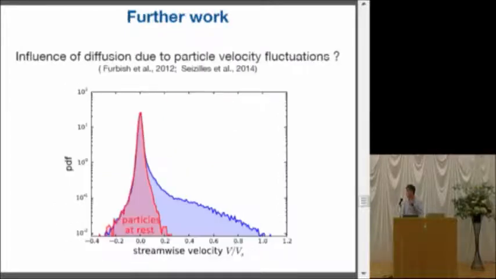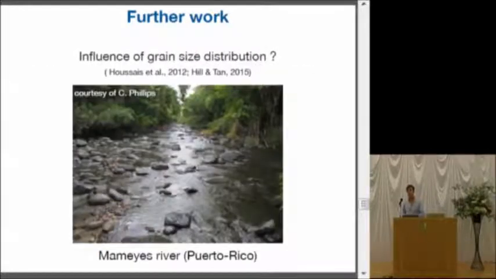Now, of course, this is a work in progress, so much remains to be done. In particular, so far, I've totally neglected the influence of diffusion due to the particle velocity fluctuation. This is something that we can implement into the model. It's pretty simple to do based on the work that was presented by David Jon Furbish at the beginning of the meeting.